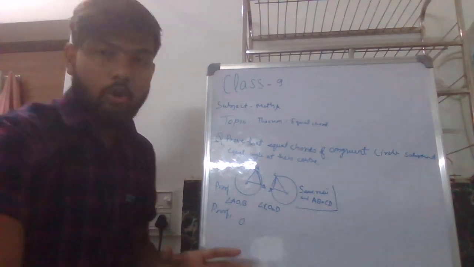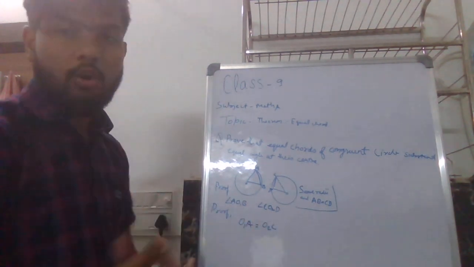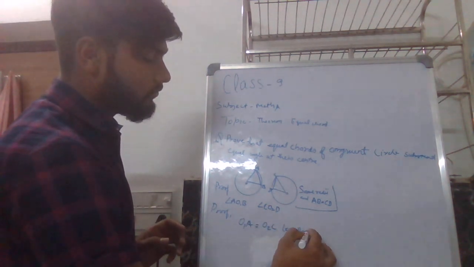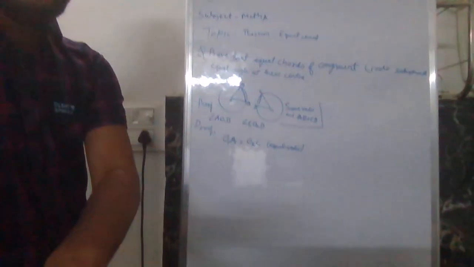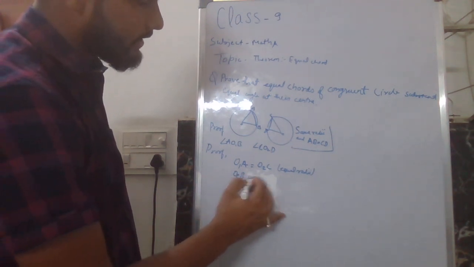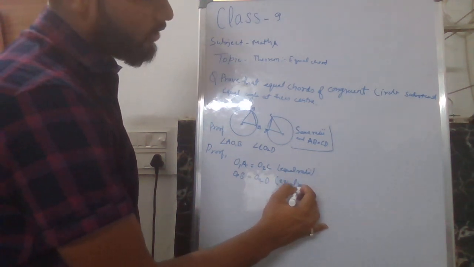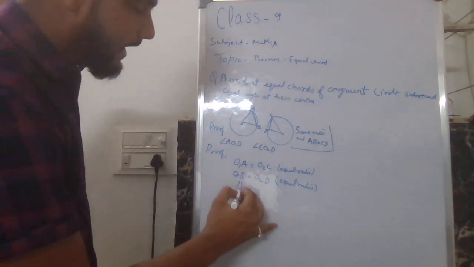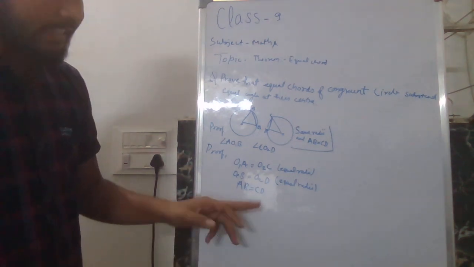So first we will take O1A is equal to O2C, and you can see that they are equal radii. After that, O1B is equal to O2D. This one is also equal radii. Okay, so after moving further, we will write AB is equal to CD. We can see this is given.